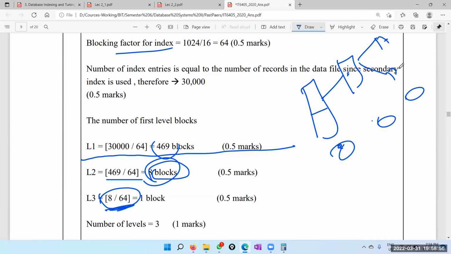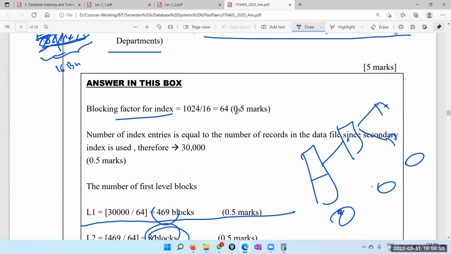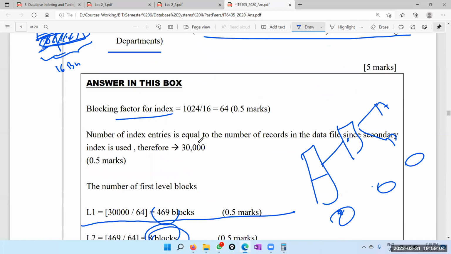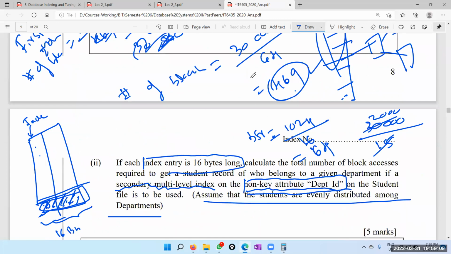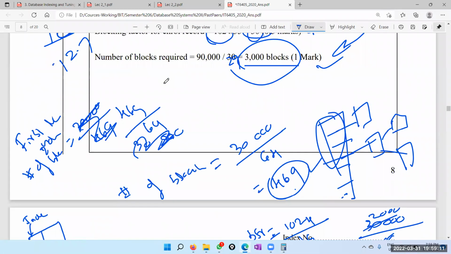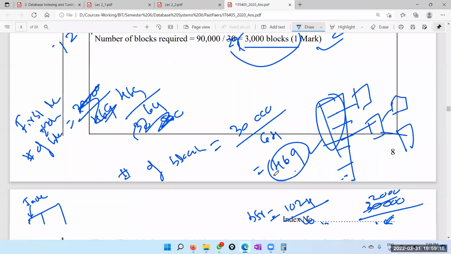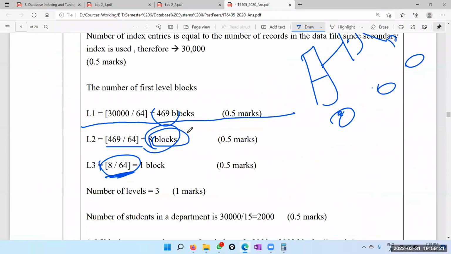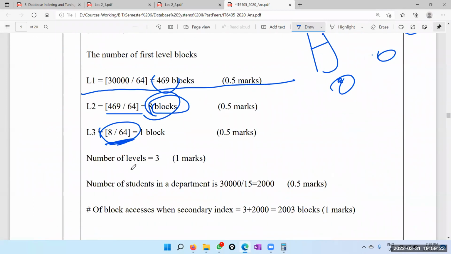So now we know that it is going to be a 3 level index because we can stop now. 3 level index means rather than accessing so many blocks, you straight away find the block here, then you go there and you go there. Level 3 means only 3 accesses. Remember, the binary search can be done, rather than accessing log 2 of 469, which is quite a big number, you just need 3 accesses. So the number of levels is 3.